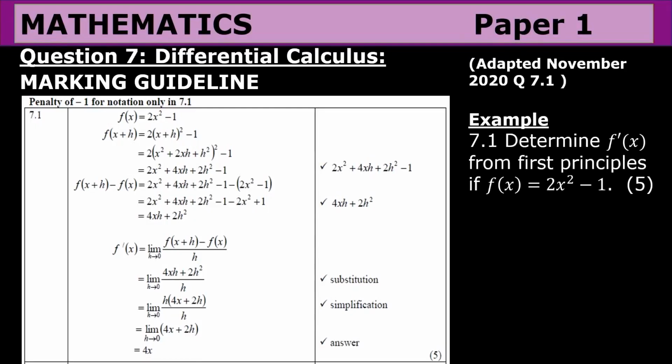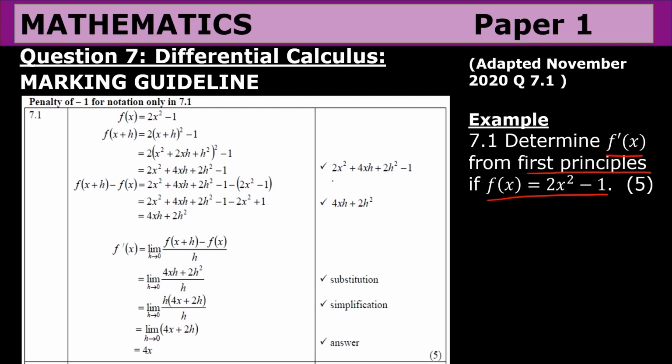Let's move on to that differential calculus and see where we can get those marks there. So looking again at differential calculus, here it is question 7 in a different paper. Remember, we spoke about those questions being slightly different. So here we are asked to determine f prime x from first principles if f of x is 2x squared minus 1. Now, how are we going to, or where are we going to get those marks?